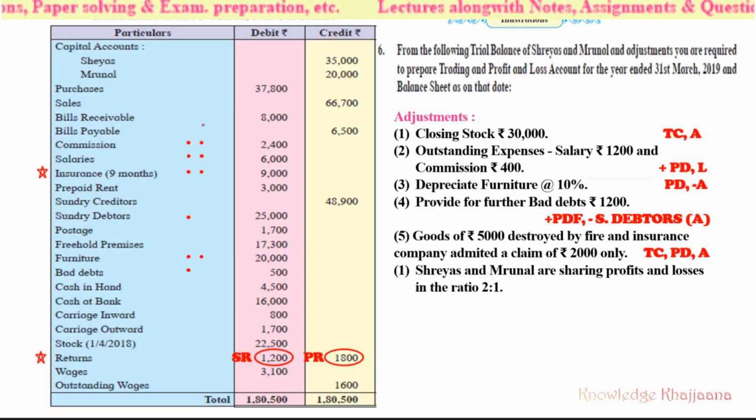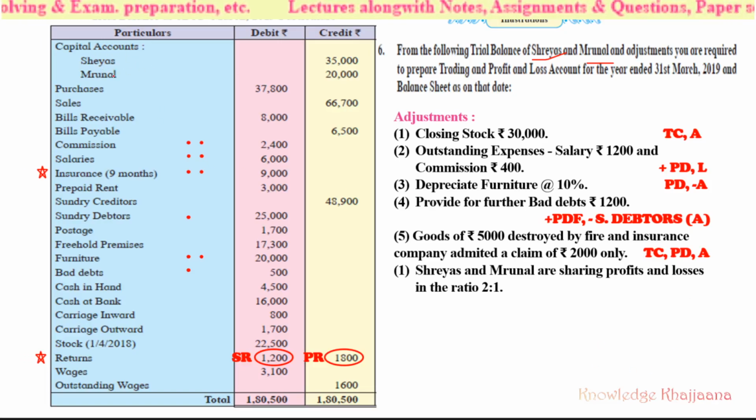Now let's move to today's illustration, that is illustration number 6. From the following trial balance of Shreyas and Mrunal, and adjustments, you are required to prepare trading and profit and loss account for the year ended 31st March 2019 and balance sheet as on that date. Okay, now let's start. See, I have not prepared a column over here for the posting, right? Now I will just tell you, because this problem has been solved in the book. It is a very easy problem.